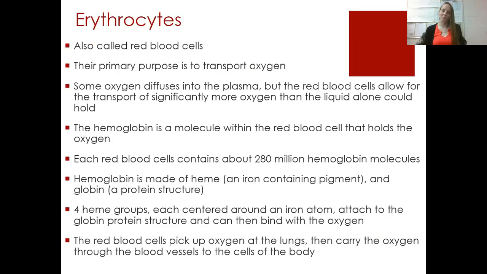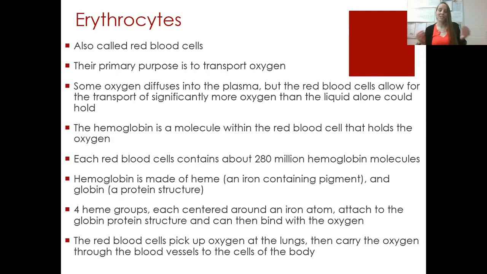The hemoglobin is the molecule within the red blood cell that actually holds onto the oxygen. Each red blood cell contains about 280 million hemoglobin molecules, and each hemoglobin is made up of a heme, which is an iron-containing pigment, and then the globin, which is the protein structure. Each hemoglobin has 4 heme groups. Again, each one of those hemes has an iron atom in the middle, and then each one of those heme groups can hold an oxygen.